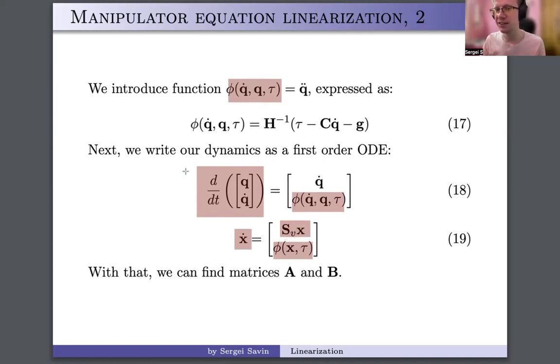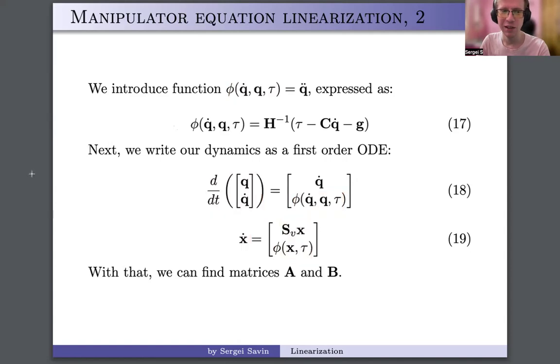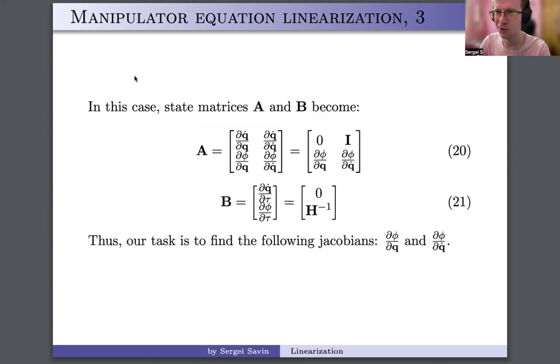Now, expression 19 is exactly the same as what we have seen in the beginning. So technically speaking, you could already do linearization. Just do a Taylor expansion of 19. But let me continue explaining, because there are still underwater rocks which we can run into. So let us be careful.